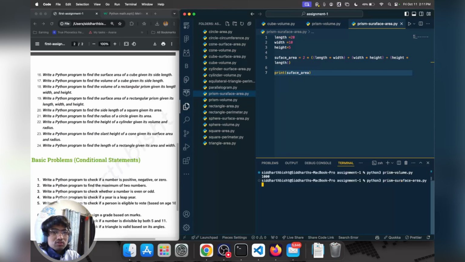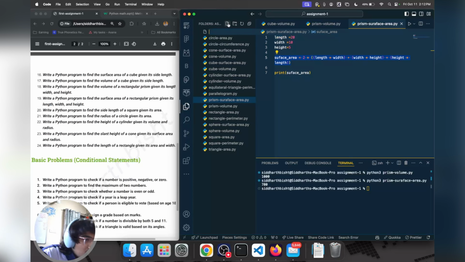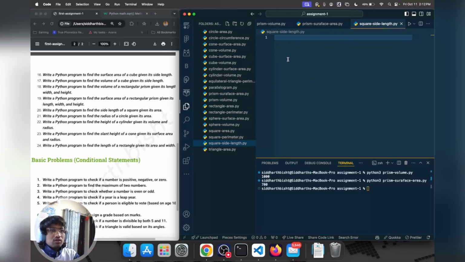Simple formulas using some arithmetic operators, and I can solve all of the problems of mensuration here in Python itself. Next one. Write a Python program to find the side length of a square given its area. So side length of a square now, and we are given its area. So we can use that simple square root thing. So what is it? It's a square side length.py. Now we are given.